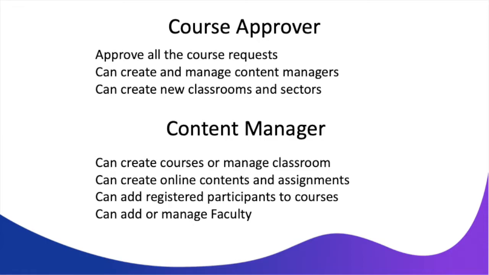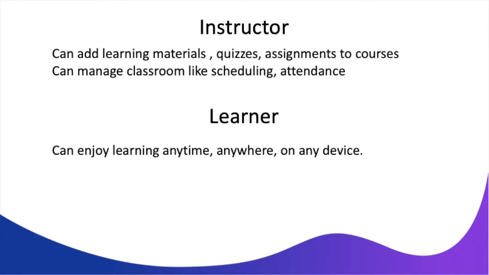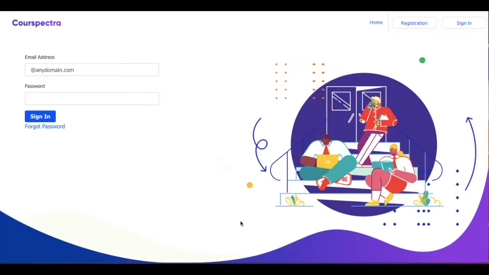Content managers have administrative permissions to manage and create courses, manage classes, schedule them, add students and faculty. Instructor has basic functionality of managing courses and classes, adding study materials and quizzes. Learner account obviously can only register themselves to available courses and access enrolled courses as well as classes. Let's go over each user in more detail.